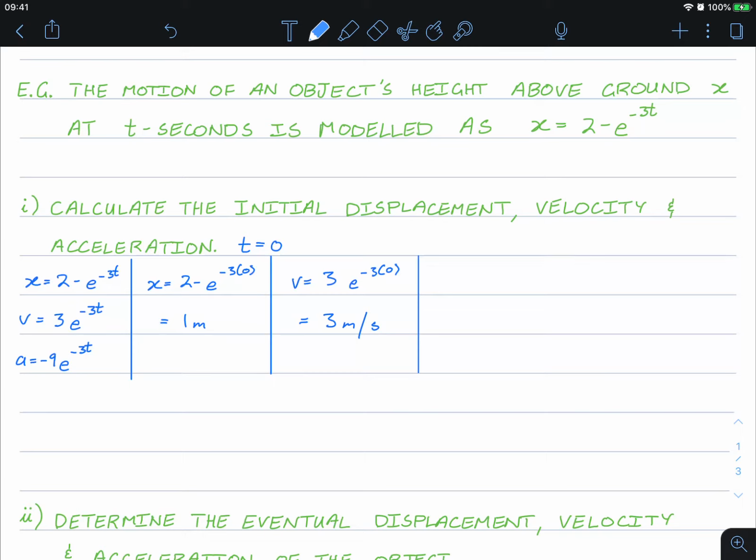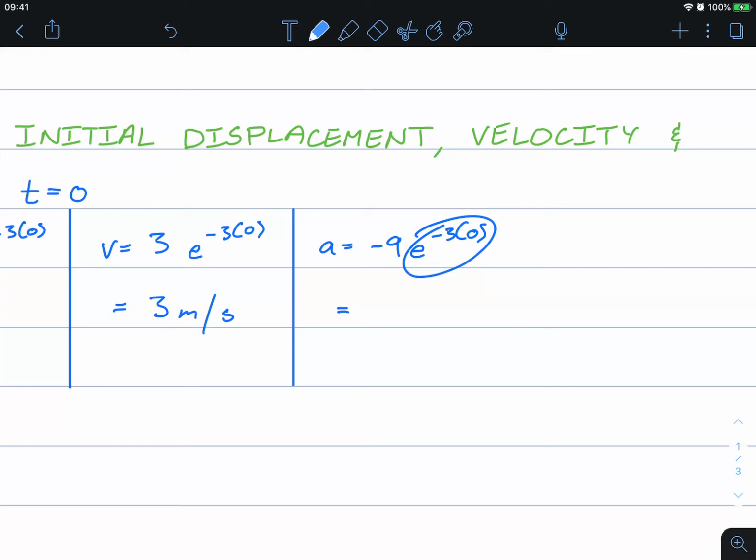And lastly, for its acceleration, once again, this is going to be 1. Negative 9 times 1 is negative 9 meters per second squared.